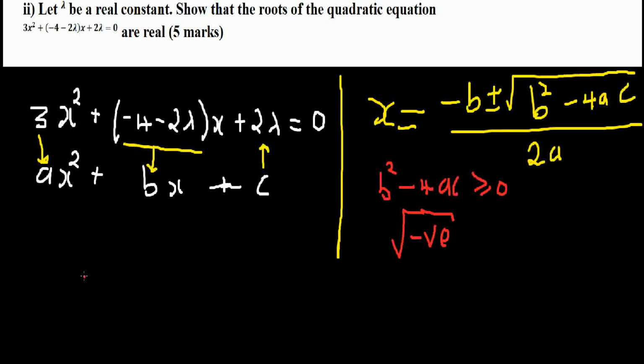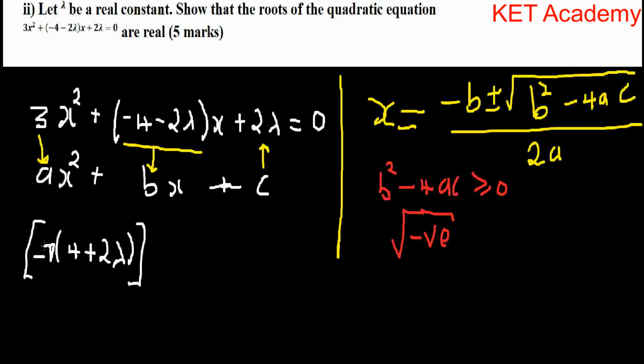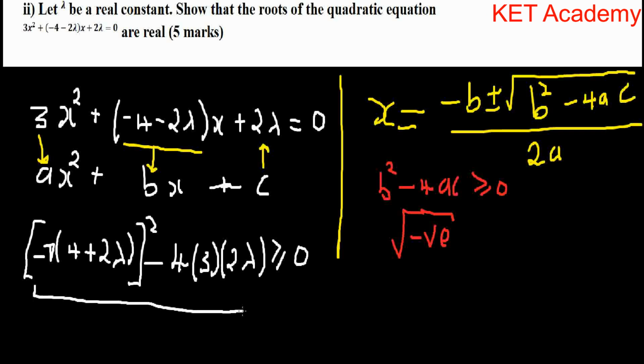So if we apply that concept here, we are going to see that our b is all of that, so we can factor out minus, so 4 plus 2 lambda. Now it was b squared, right? So this will be like minus 1, now all that squared, minus 4 into a. Our a is 3 and our c is 2 lambda. So we want this to be greater than or equal to 0. But since it's a proof, we are going to consider just the left hand side and we prove that it is greater than or equal to 0.